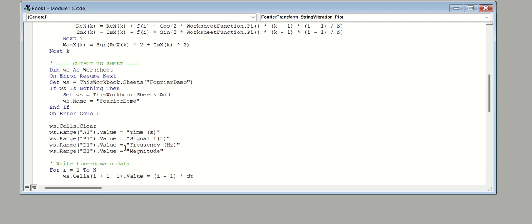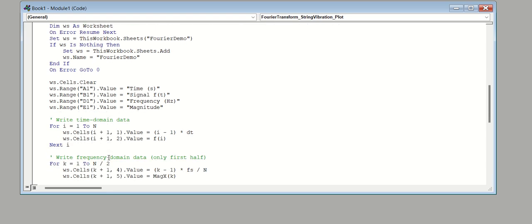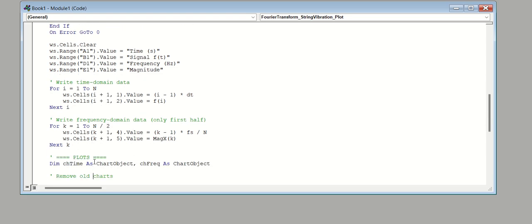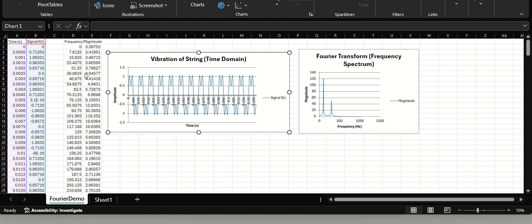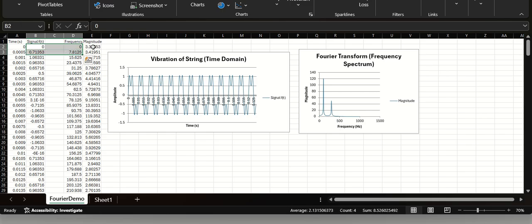Clear the sheet. In the A1 column we are putting the time, in the B1 column we are putting the signal, D1 is frequency and magnitude. So it's writing the time domain data, and then the frequency domain data also, only the first half, until n by 2, and the magnitude is written here and frequency is written here. That's what we have seen here, the output of that: time and signal value, and then frequency and magnitude.